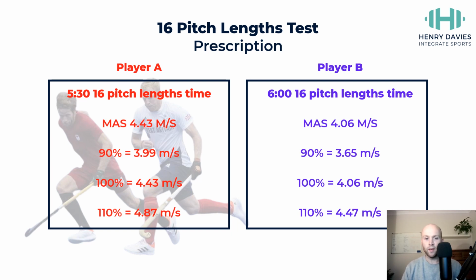So we then take player A and player B. We've got two different hockey players. Player A is going to be running just under 4 meters per second at 90%, whereas player B is 3.65. So we can then individually give them different distances to aim for, or times, based on the type of conditioning session we decide to do. And in just a second, I'll show you a template running conditioning session you can do based on a prescription of 110%, what that looks like in reality.